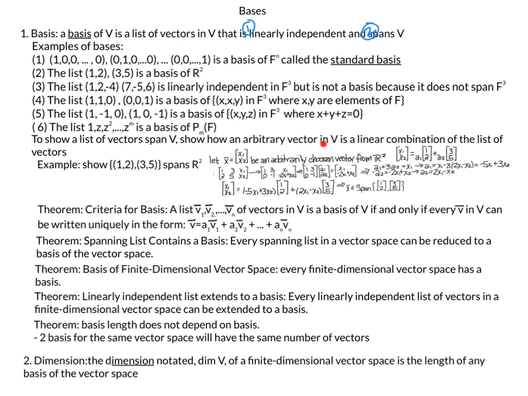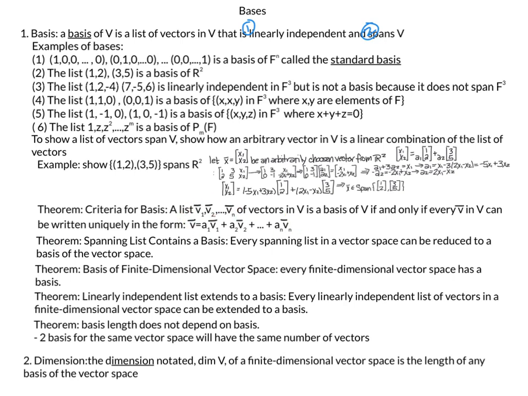In this video, we showed how to show a list of vectors spans a vector space. That is, we would take an arbitrary vector in the vector space and show that it can be written as a linear combination of the vectors. And we did several examples. We had this theorem here, criteria for a basis. A list of vectors in V, v1, v2 up to vn, is a basis for V if and only if every vector in V can be written uniquely as a linear combination of our list of vectors.